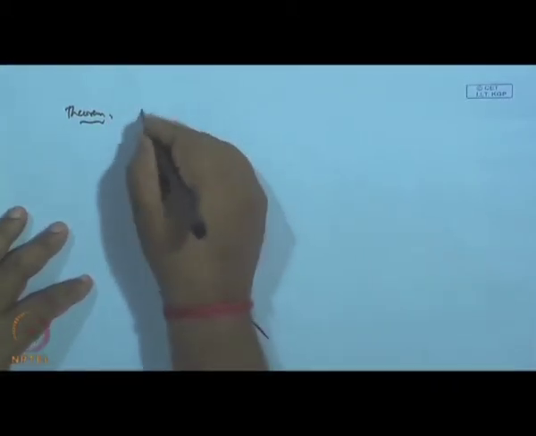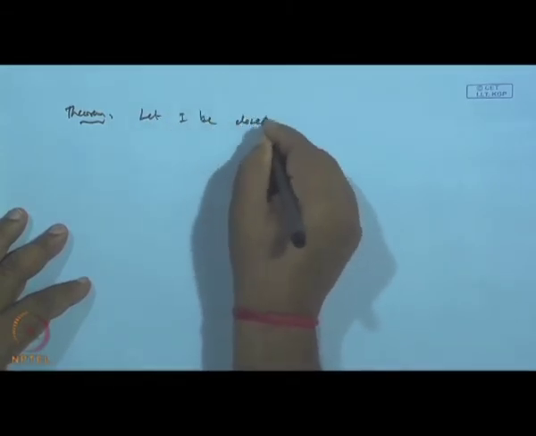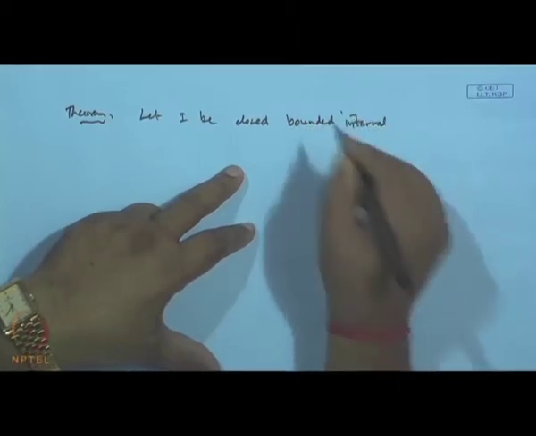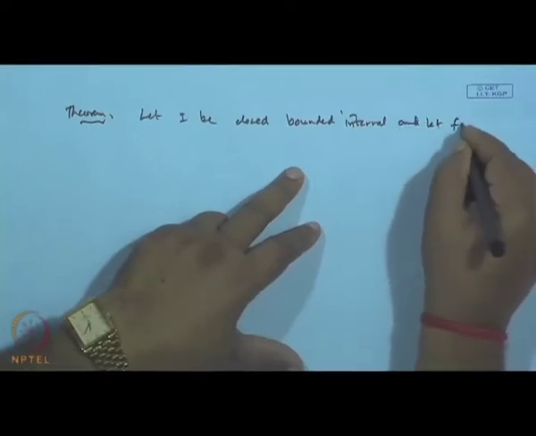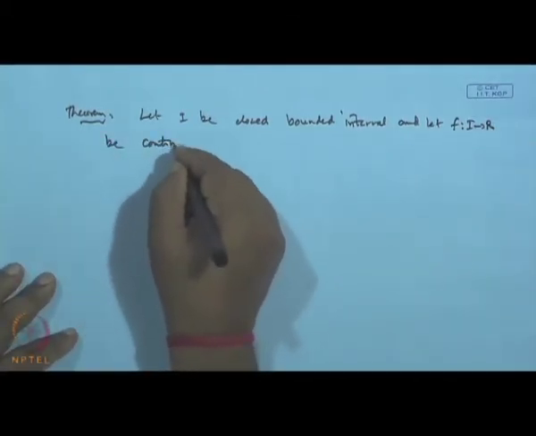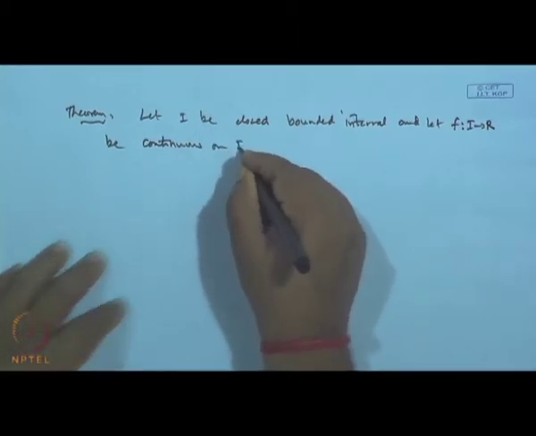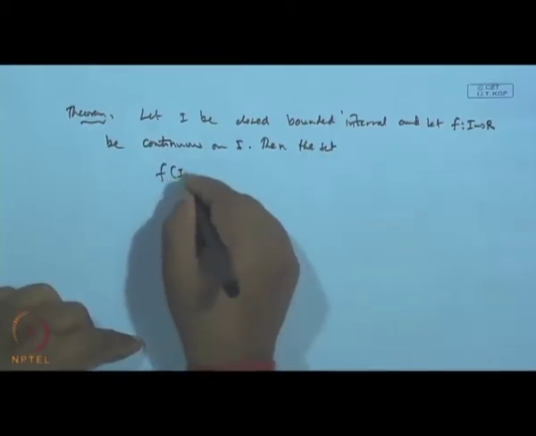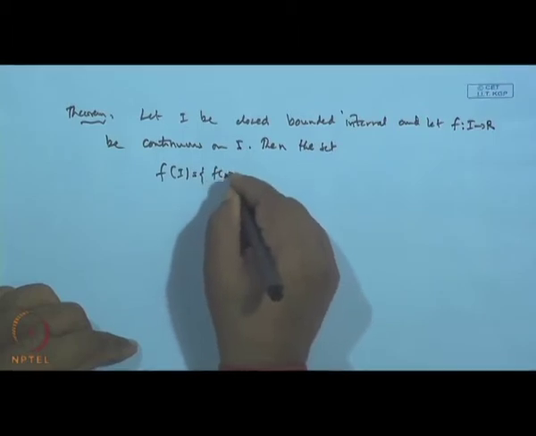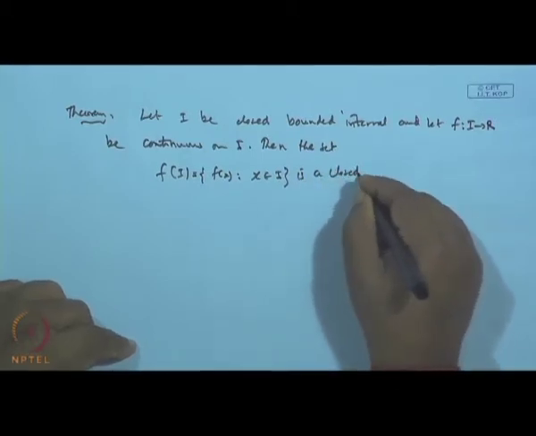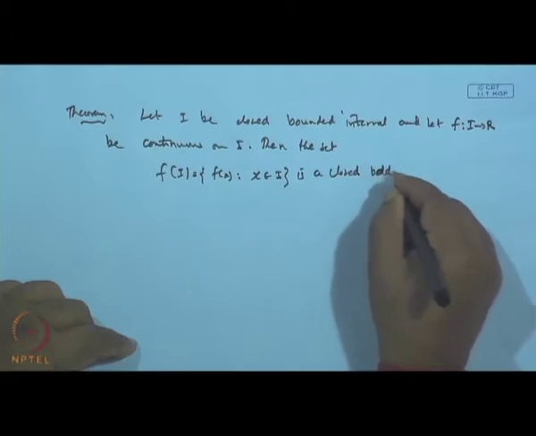First of all, let I be a closed bounded interval, and let f, a mapping from I to R, be continuous on I. Then the set f of I, which is the set of f of x such that x belongs to I, is a closed bounded interval.